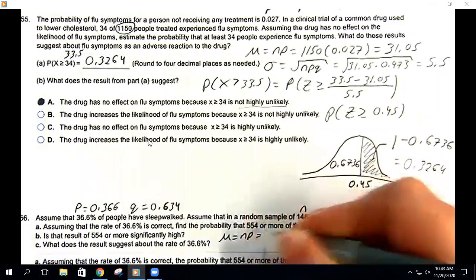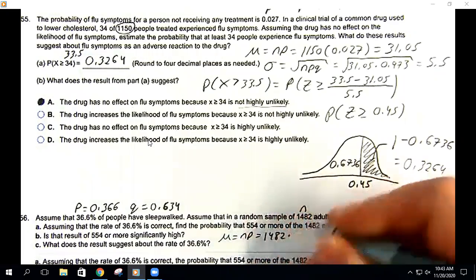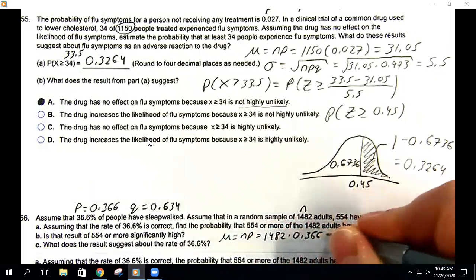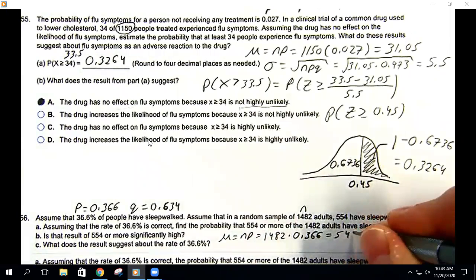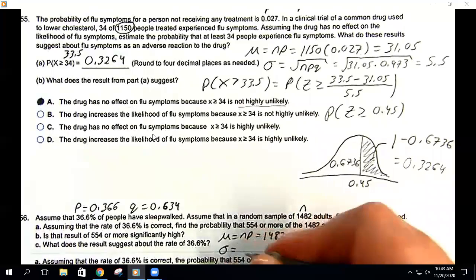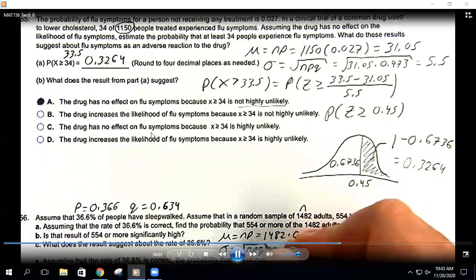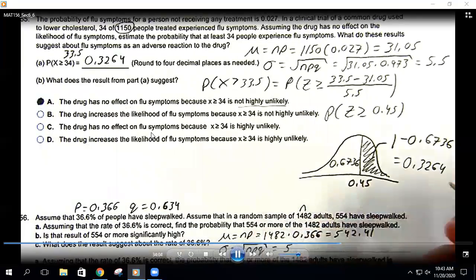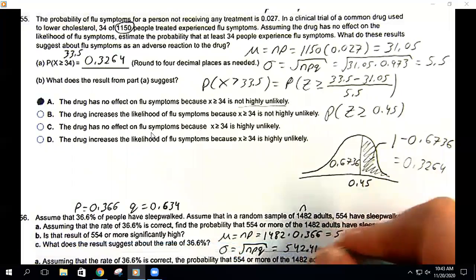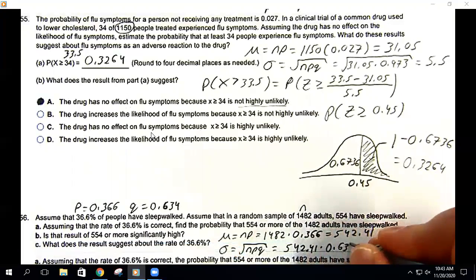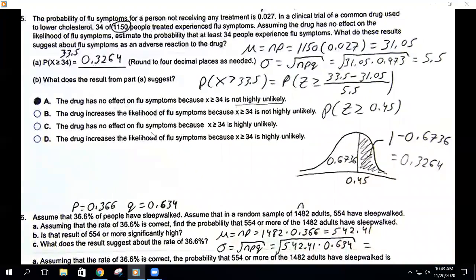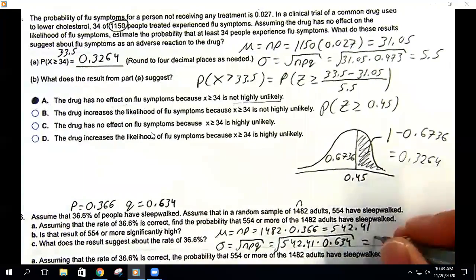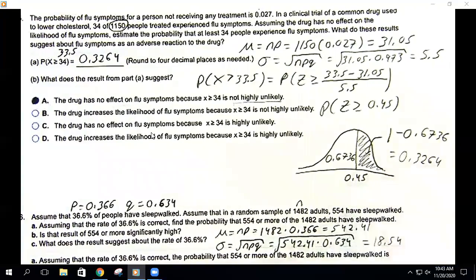So our mu is N times P, which is 1482 times 0.366, which is equal to 542.41. Our sigma value is the square root of NP times Q. That NP value we just found, 542.41, times the Q of 0.634, square rooted, will give us a standard deviation of 18.54.